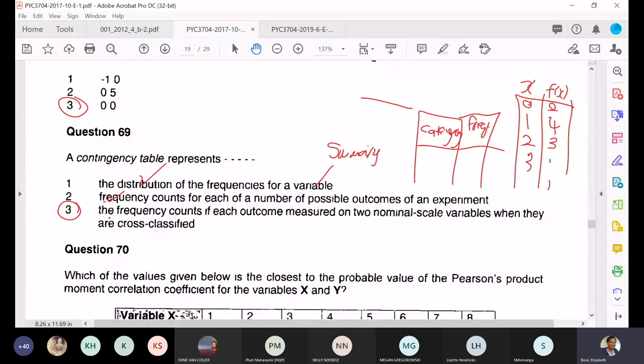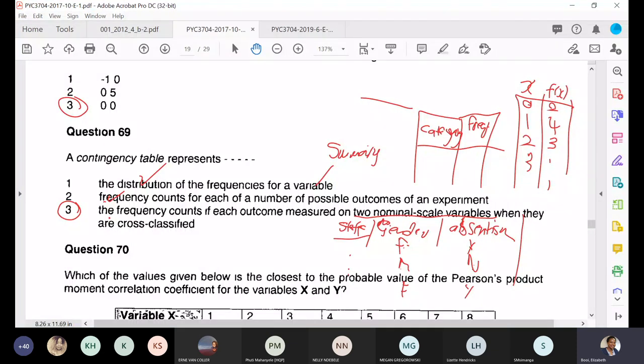Number 3 says a frequency count of each outcome measured on a 2-dimensional variable. So we have 2 variables. We have gender and we have absenteeism, when they are cross-classified. So these are staff members. Staff numbers are recorded here, and this is recorded their gender, and this is recorded their absenteeism. They were absent or not absent. Yes and no. Let's assume this is females and males, and female. They were yes and so on.